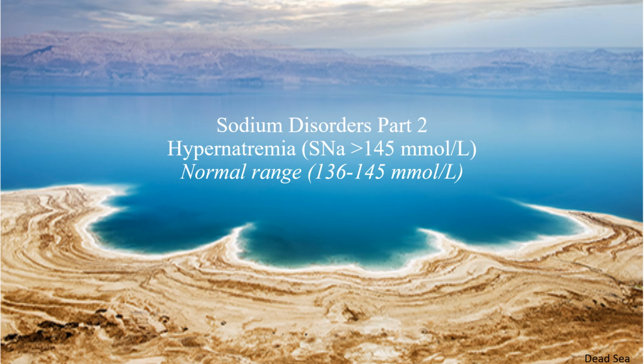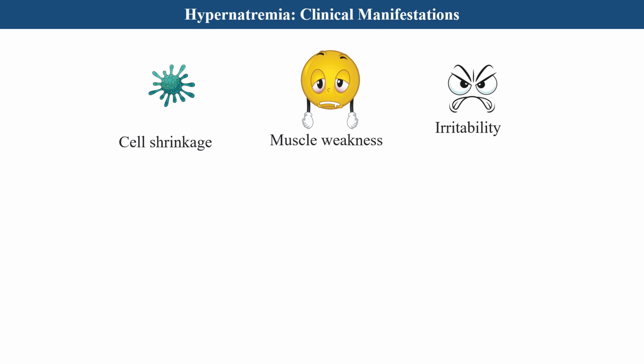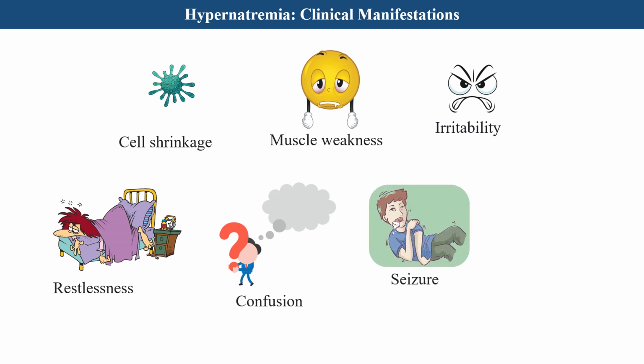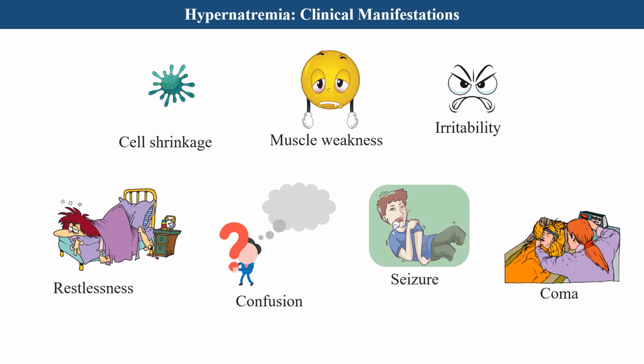Hypernatremia is defined as having serum sodium concentration greater than 145 millimoles per liter. How do patients with hypernatremia present? In hypernatremia, water shifts out of cells and causes cell shrinkage. Neurologically, patients can present with muscle weakness, irritability, restlessness, and in severe cases, confusion, seizures, coma, and death. Similar to hyponatremia, symptom severity depends on the severity and acuity of the hypernatremia.